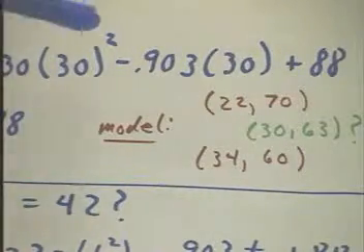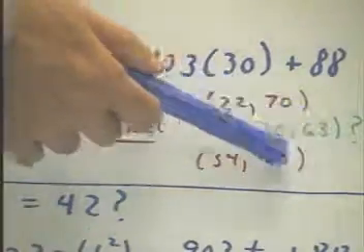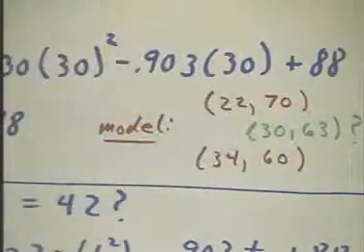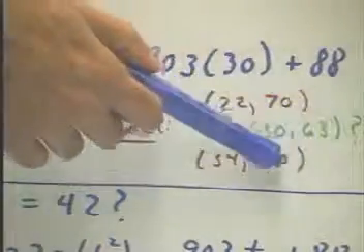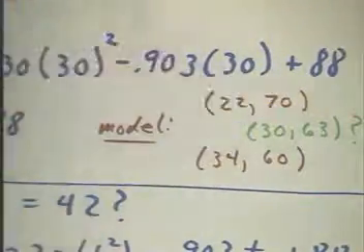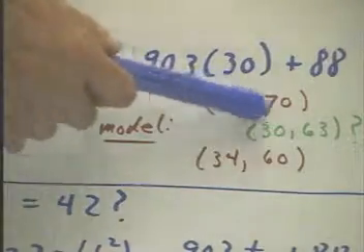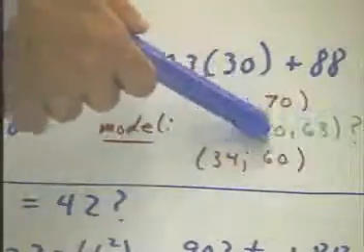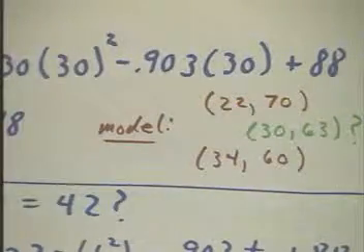Does this make sense? Well, 63 lies between 60 and 70. 30 lies between 34 and 22. 63 is closer to 60 than it is to 70. 30 is closer to 34 than it is to 22. And the proportionalities involved here are pretty close. This would lead us to believe that this model has done a pretty good job of predicting the depth at the clock time 30.